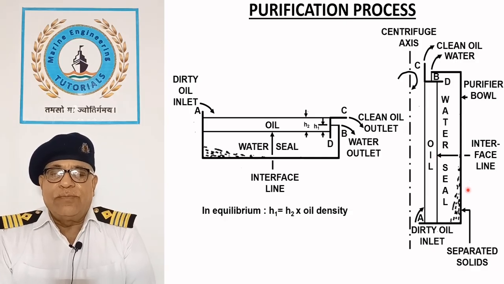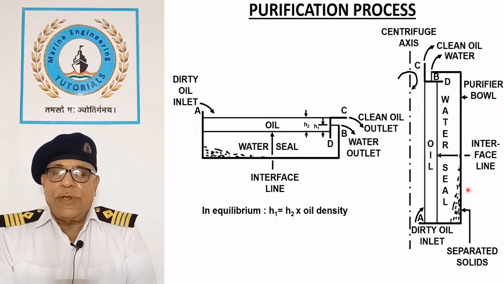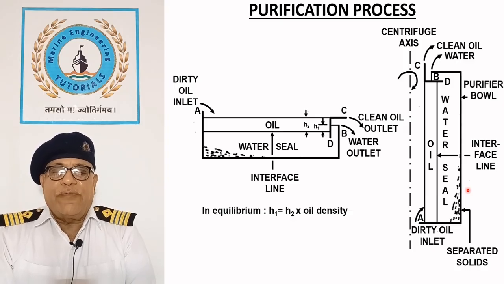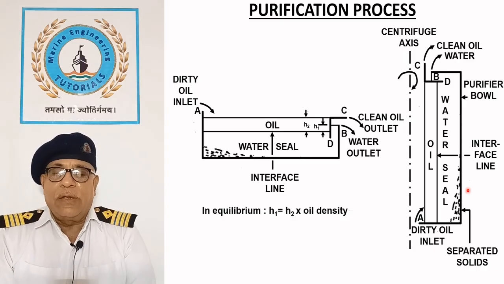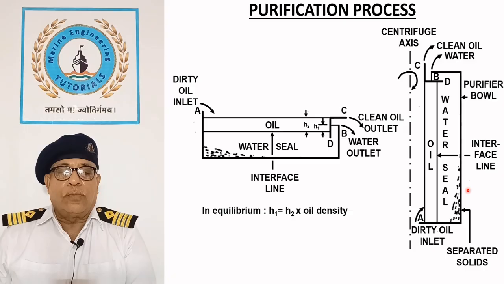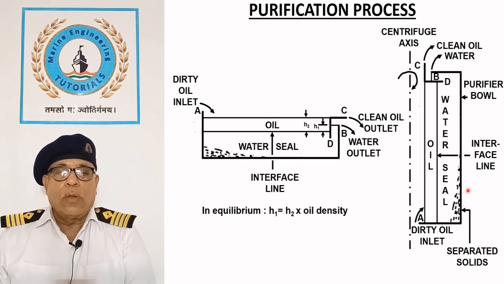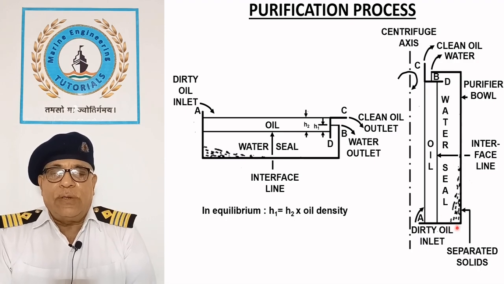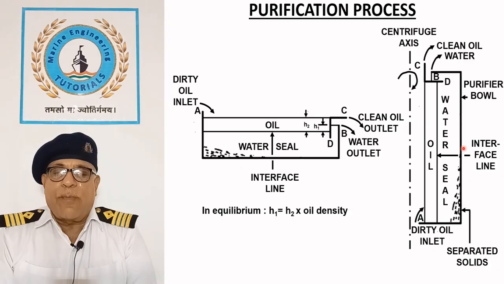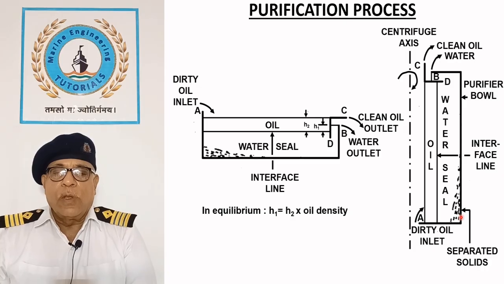Various diameter rings are available for each machine when different densities of oil are used. As a general rule, the largest diameter ring which does not break the seal should be used. Separated solids are collected at the periphery of the purifier bowl, which are periodically removed or discharged. A tall, narrow shape is preferred for a purifier bowl.